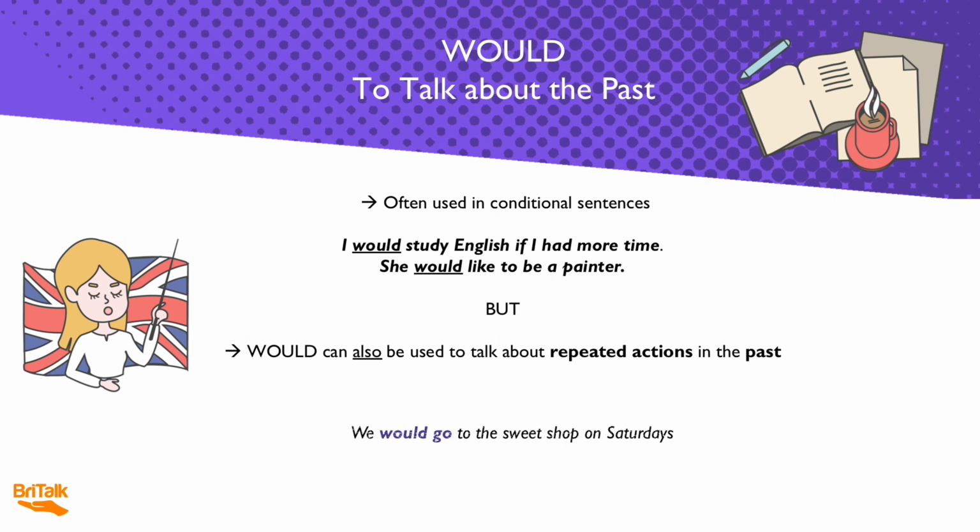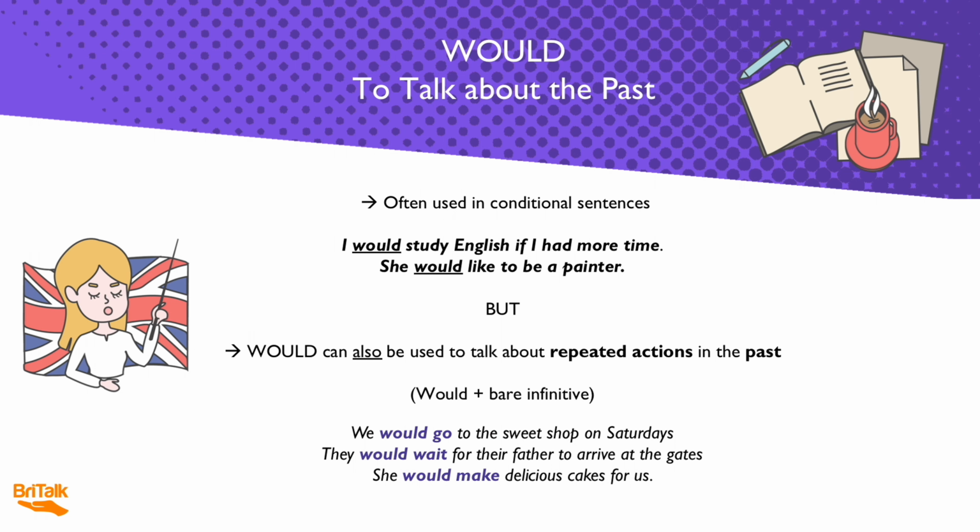For example, we would go to the sweet shop on Saturdays. They would wait for their father to arrive at the gates. She would make delicious cakes for us. So as you can see, it's used in a very similar way to used to, and we will look at the differences in a moment. Pay attention, would is used with the bare infinitive, so the infinitive without to. We would go, they would wait, she would make, for example.